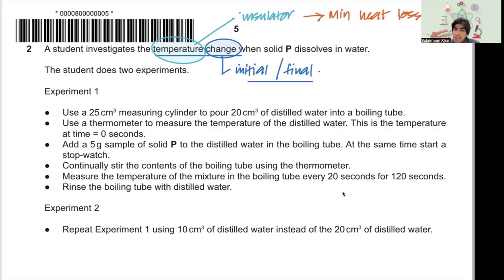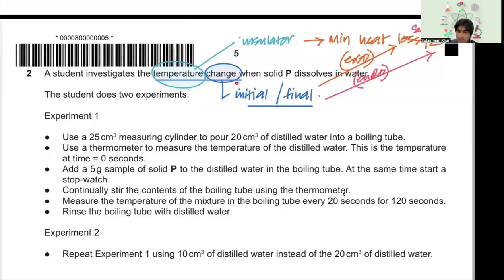If it's an exothermic reaction, you want to use an insulator to minimize the heat loss to the surroundings. But if it's an endothermic reaction, you want to minimize the heat gained from the surroundings. So these are both from the perspective of surroundings. These are a couple of things that should click in your brain. The first thing, it's either going to be endo or exo. The second, for change I need final and initial readings, and the third, I need to make sure that it's in an insulator.